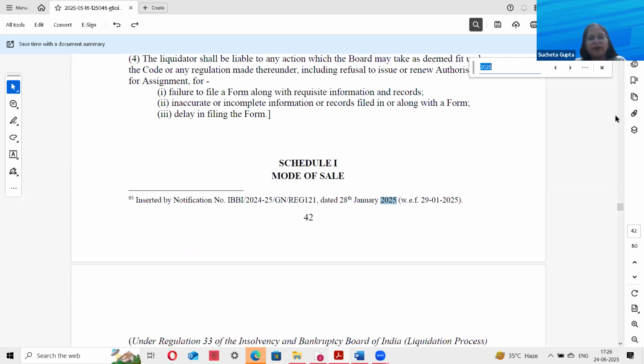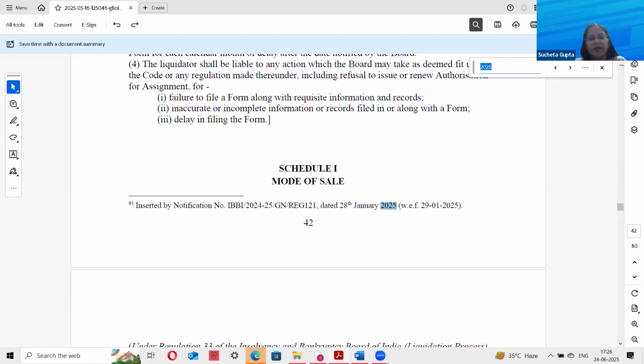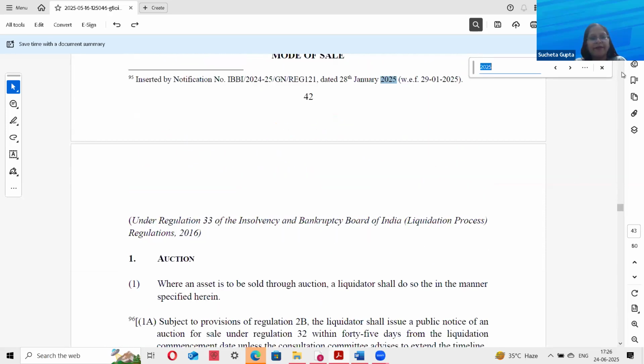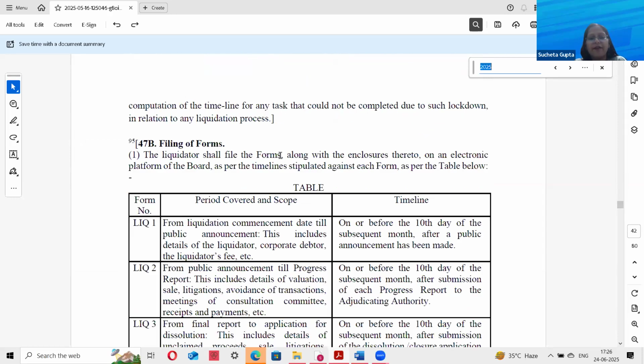And this is inserted by the new amendment of 29th January 2025. This is basically filing of forms, because earlier no forms were prescribed, I think, for the liquidation. So these new forms have been prescribed for this purpose. The liquidator shall file the forms along with the enclosures thereto on an electronic platform of the board as per the timeline stipulated against each form as per the table below.